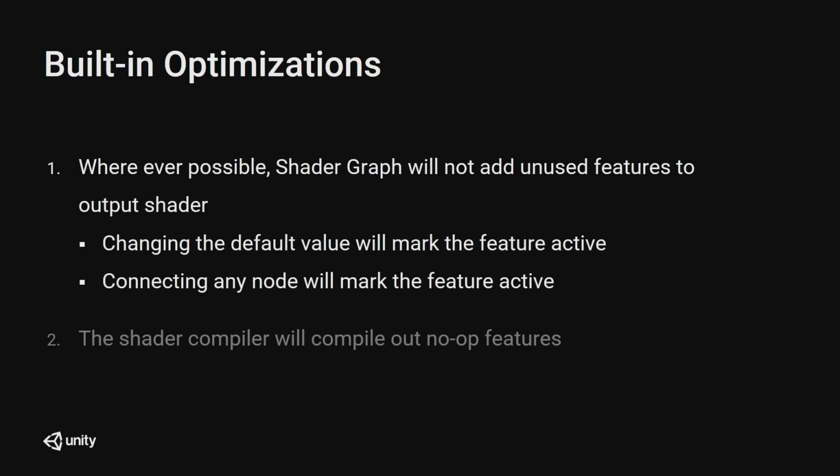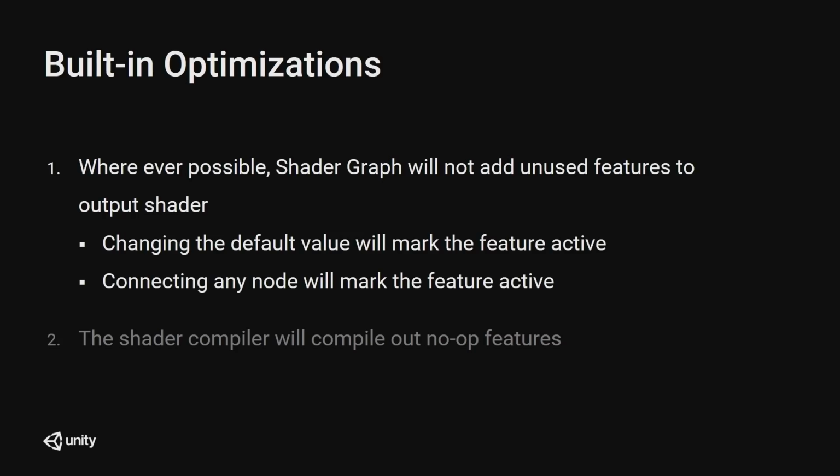When I look at how Unity will try to optimize your output shader generated from Shader Graph, I like to break it down to two categories. The first one is that any feature in your master node that you don't use won't be added to your output shader. And while there are a few exceptions to this, like the albedo color, this is generally true for most features and will also depend on the render pipeline. Now, if I were to change the default value for a particular feature, that feature will get marked as active, and code for that will get added to your output shader.